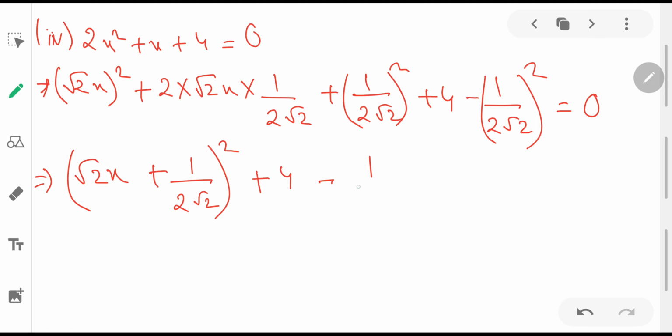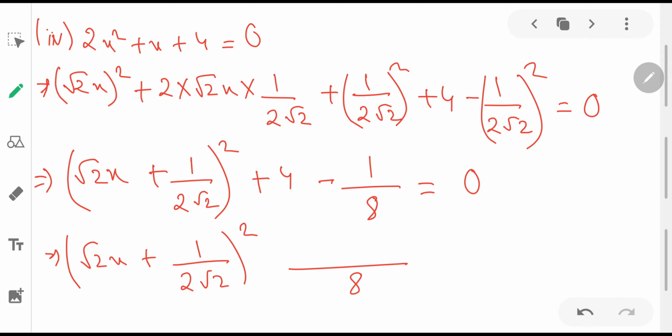minus, 1 square is 1, 2 square is 4, root 2 square is 2. So 4 2s are how much? 8 equals 0. So what we have here? (Root 2 x plus 1 by 2 root 2) whole square. Here the LCM would be 8 plus 4 into 8 minus 1, into 8 into how much is 8? It is 1, equals how much? Equals 0.